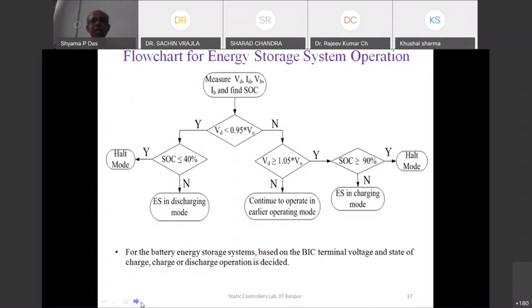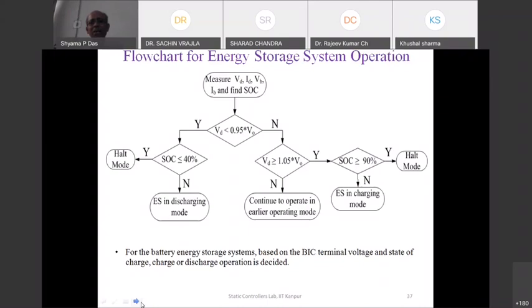Similarly, if the grid voltage is not less than 95% of the voltage, and if it is not higher than 105% of the voltage, then we continue to operate in the earlier operating mode. It means the microgrid is operating under normal condition, not less than 95, not higher than 105%.